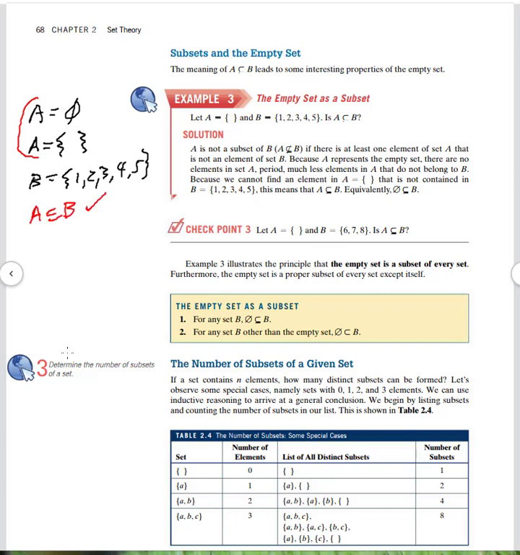Is A a proper subset of B? Well, we know A is a subset of B, and does B contain things that are not in A? The answer is yes. It contains 1, 2, 3, 4, 5. So I can say that A is also a proper subset of B. And I'd write it like that. Notice something, whether we're talking about the empty set or not, for one set to be a proper subset of another, it had to be a subset first. That's true in all of these examples.